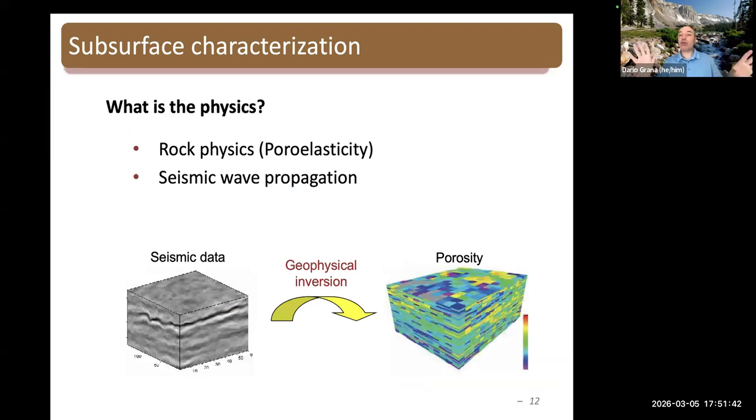Now, when you try to solve an inverse problem, you need to know the physics. So we need to be able to go from right to left if we want to do the inversion, to go from left to right.